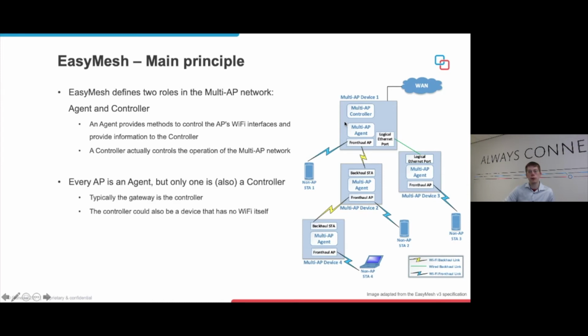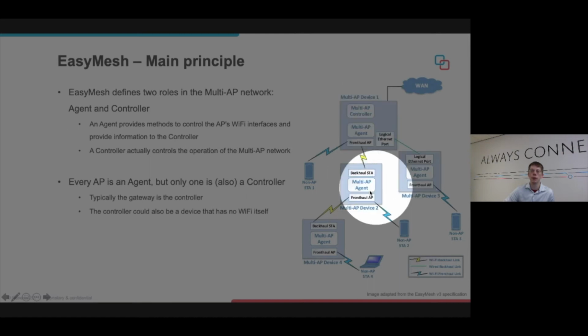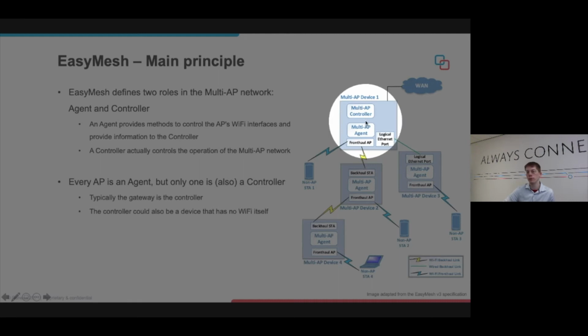Now, the next part is that every AP that you see is an agent because they all need to be able to be controlled, but there can only be one controller, which makes sense because if you have two captains on one ship, it typically doesn't go so well. So every AP is an agent, but there's only one controller. And typically the controller is done by the gateway. So we have the WAN uplink. This is likely the gateway. Then we have here a couple of mesh extenders. And the gateway is the most logical place to put the controller.